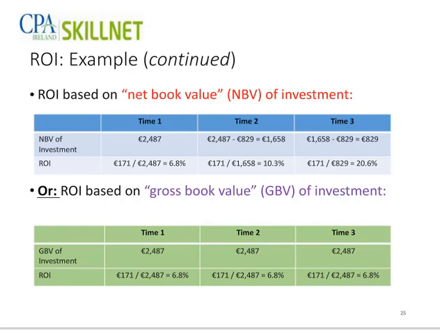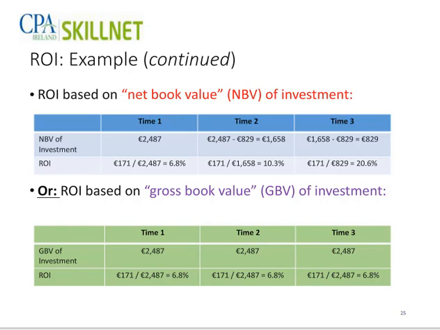And in the third year, another year's depreciation has been charged, so the net book value of the investment has shrunk again. So the net book value is now 829. So the profit of 171 divided by 829 gives a return on investment of 20.6%. So we see in that case the return on investment increasing over time because of the fact that the net book value of the asset has diminished as depreciation has had an effect.